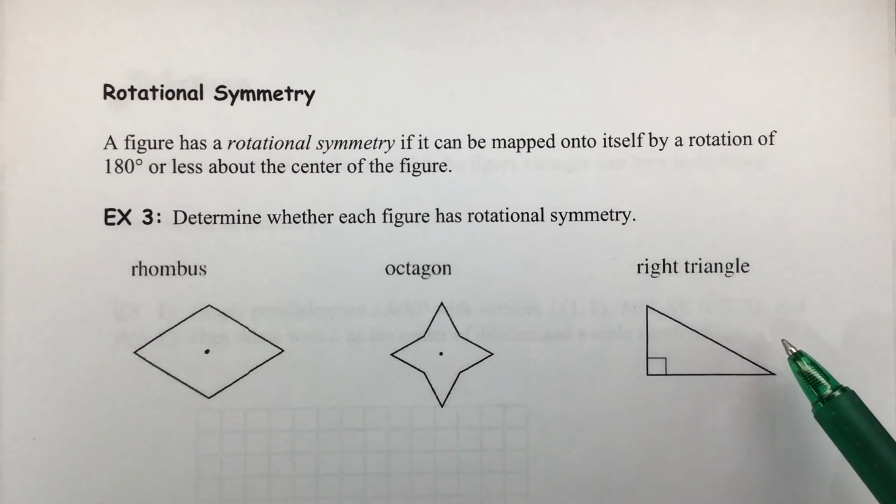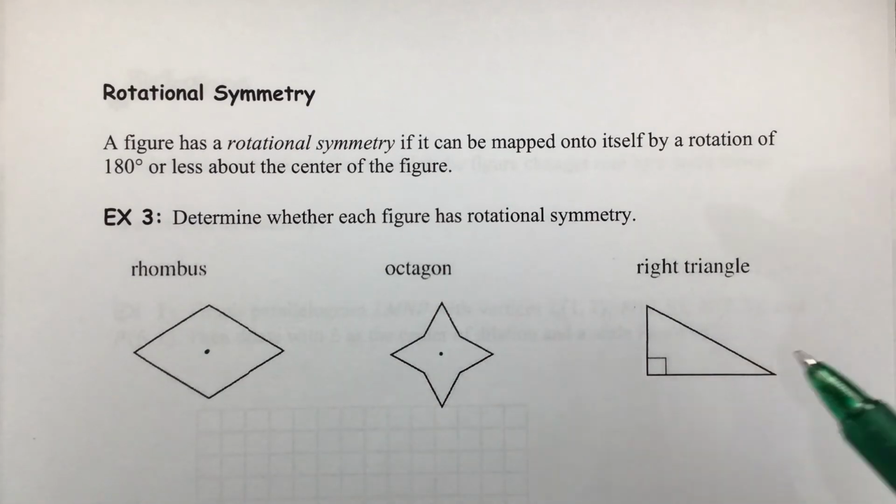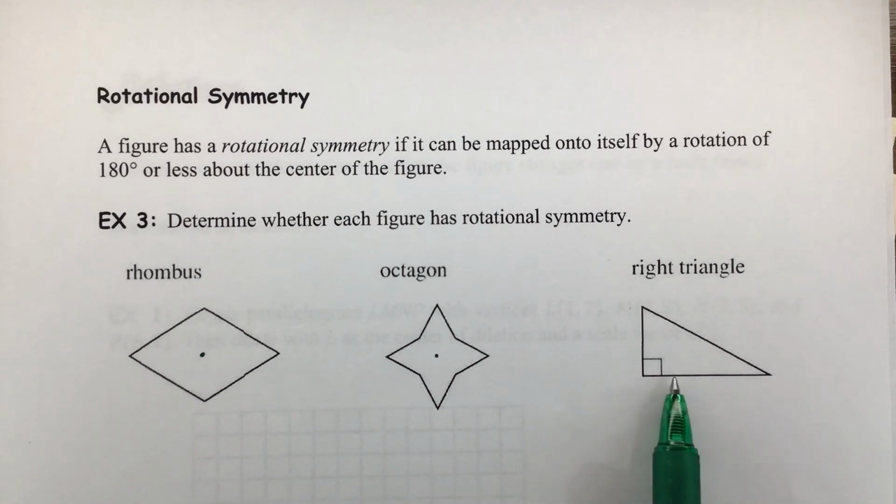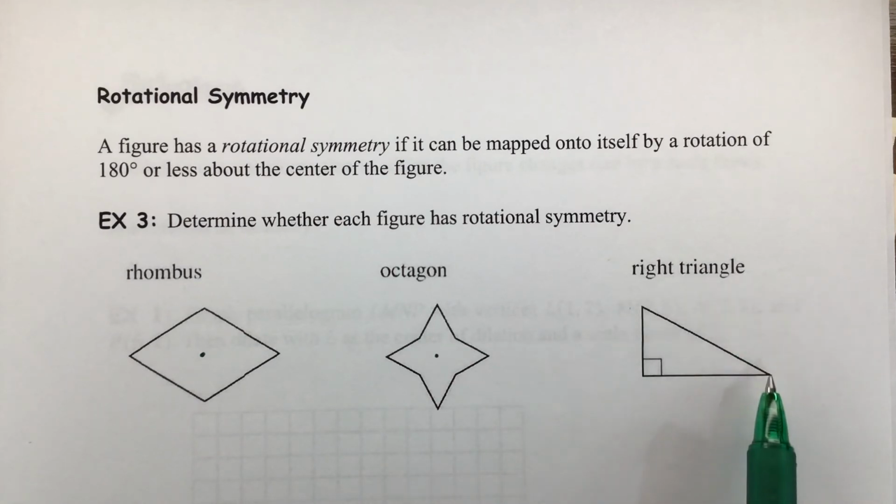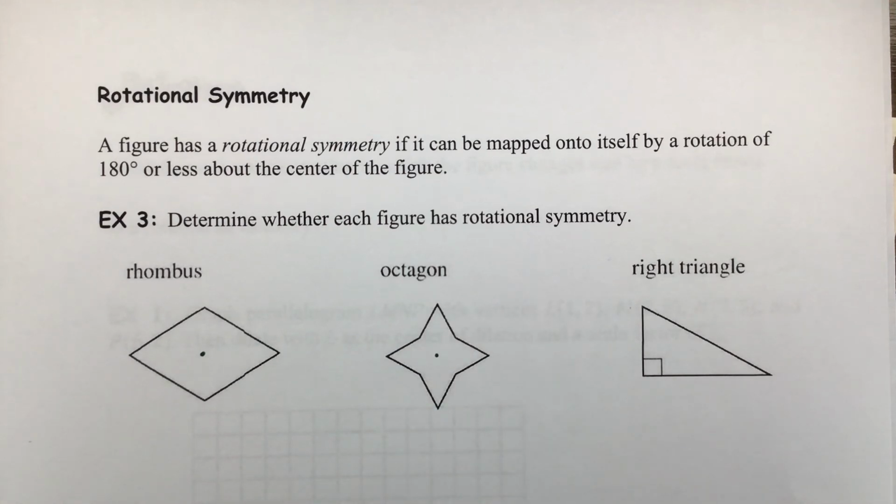Right triangle, it doesn't. If you rotate it 360 degrees, it's going to look exactly like it was, but you can't rotate it halfway and have it look exactly the same. Halfway would put the long leg on the top, and the short leg would be over here. The hypotenuse would pretty much be in the same direction, but it wouldn't be the exact same shape. You'd be able to tell that it had been rotated.